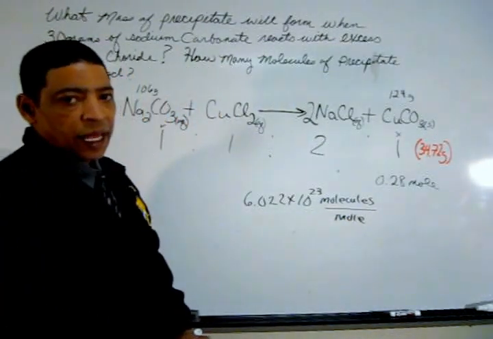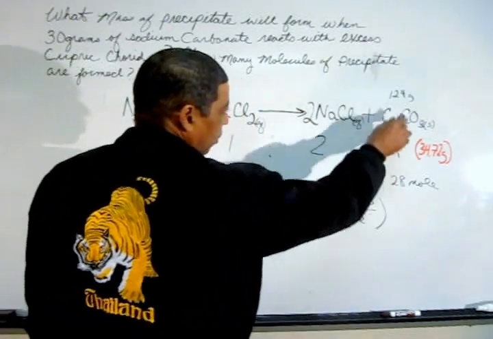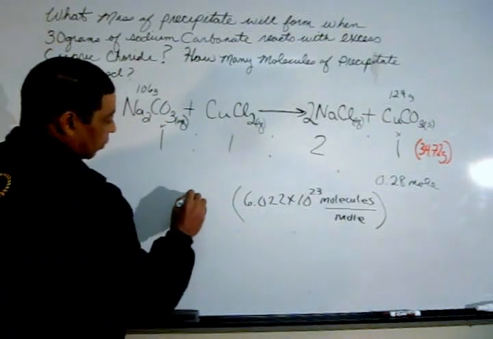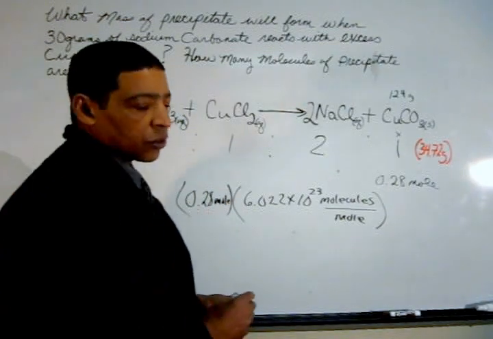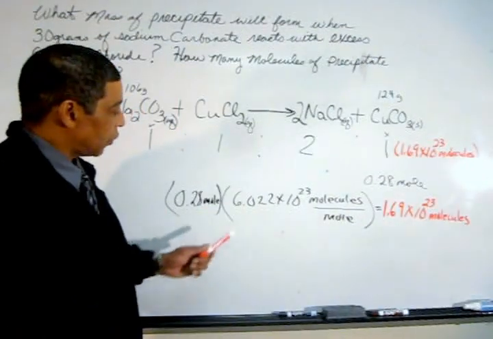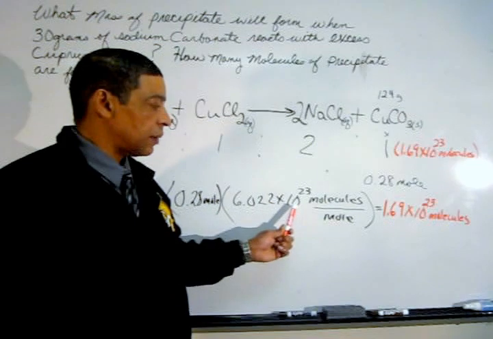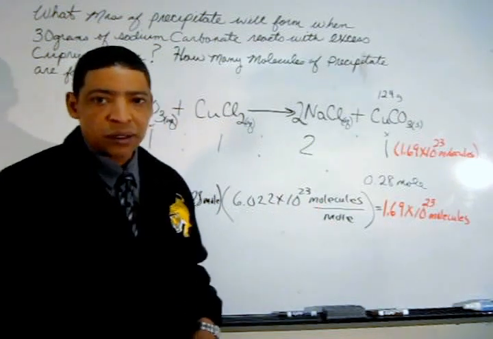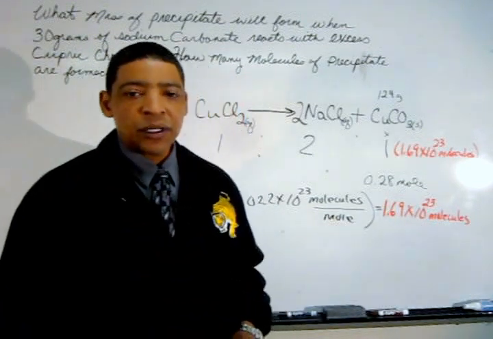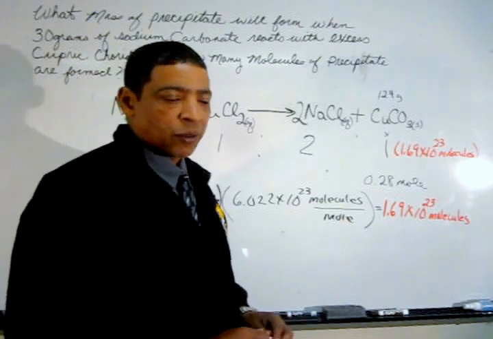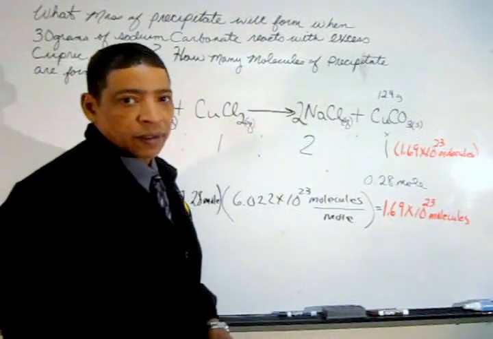Now simply multiply Avogadro's number times the number of moles of the compound, 0.28 mole. Multiplying the number of moles, which is 0.28 mole, times Avogadro's number, 6.022 times 10 to the 23 molecules per mole, will equal 1.69 times 10 to the 23 molecules. So the number of molecules of precipitate formed will be 1.69 times 10 to the 23 molecules.